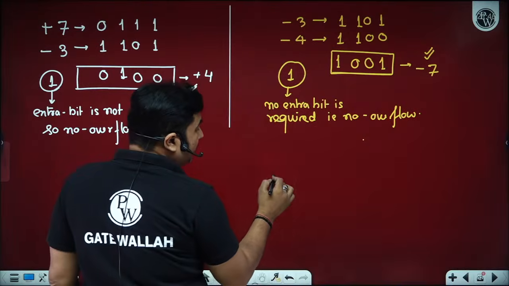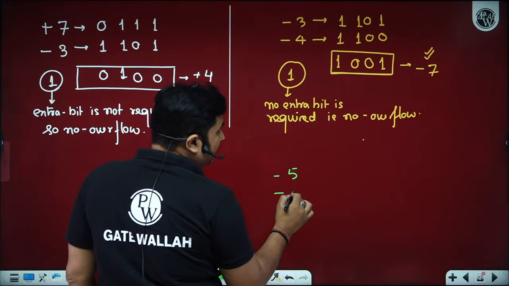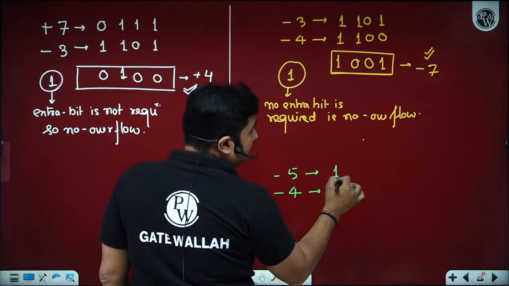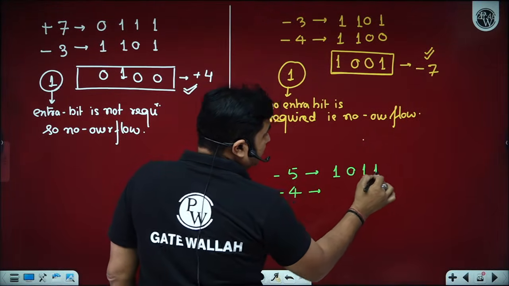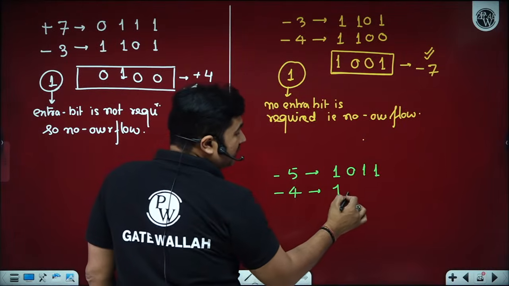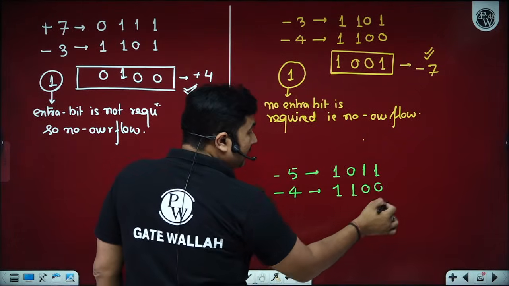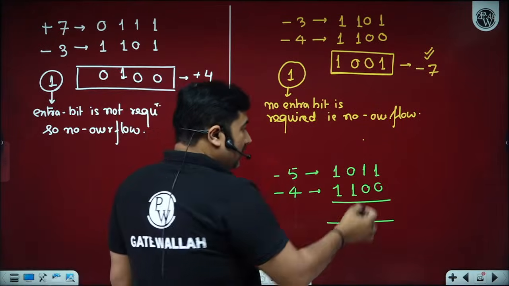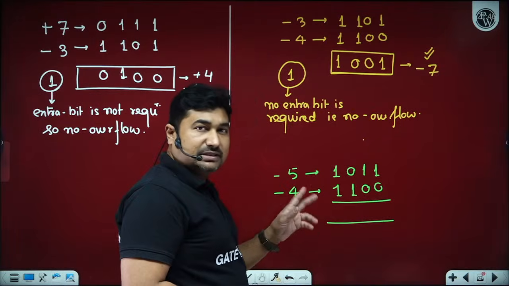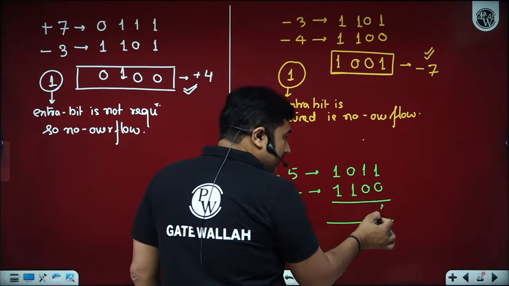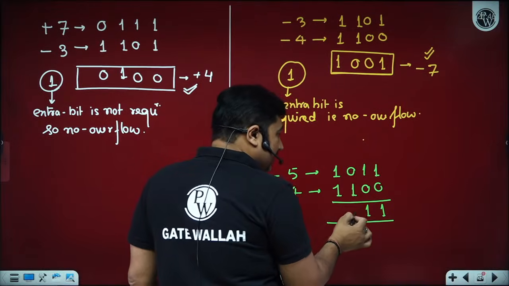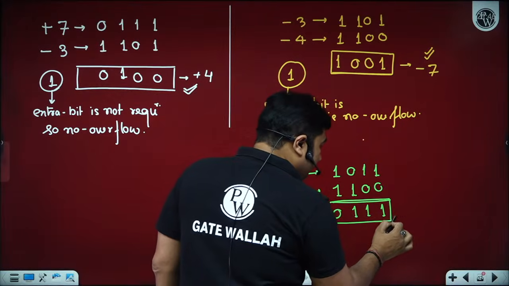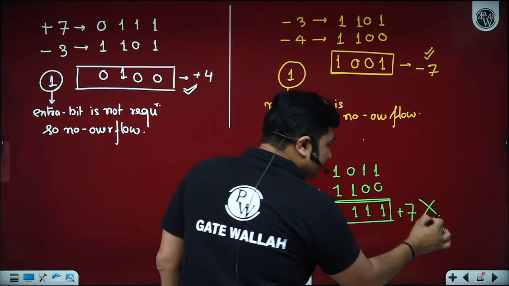If I write minus 5 and minus 4, what does it become? Minus 5 means we have minus 8 plus 3. Minus 8 plus 3 is minus 5. Minus 4 is minus 8 plus 4. If we add these two same sign numbers, both negative, what happened? 1 as it is, 1 as it is, 1, 1, 0, carry over 1. What are we getting? We are getting plus 7, which is a wrong answer.